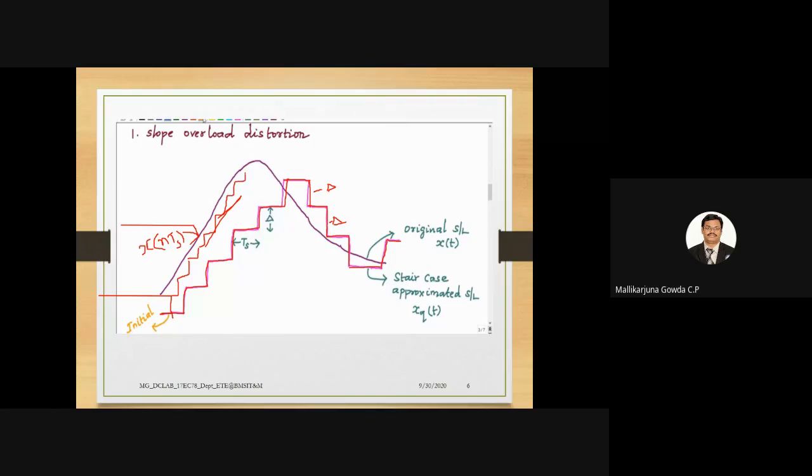Yes, is this clear, students? Reducing the sampling duration means increasing the sampling frequency, right? Sampling frequency and sampling duration are inversely proportional, Fs and Ts. So I reduce the sampling duration and increase the step size so that I will be able to track the fast change in the input signal. So I can overcome the problem of slope overload distortion. Okay? Is this clear, or do you have any doubts?